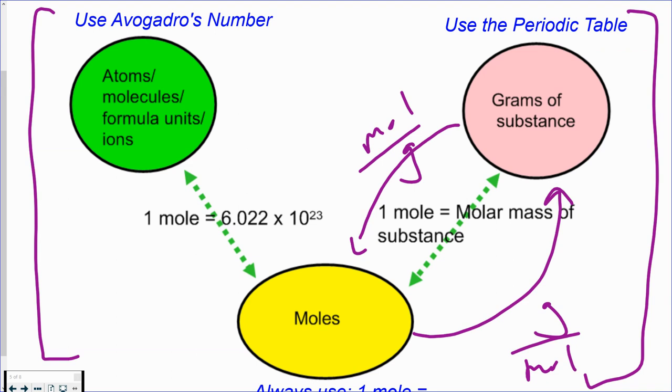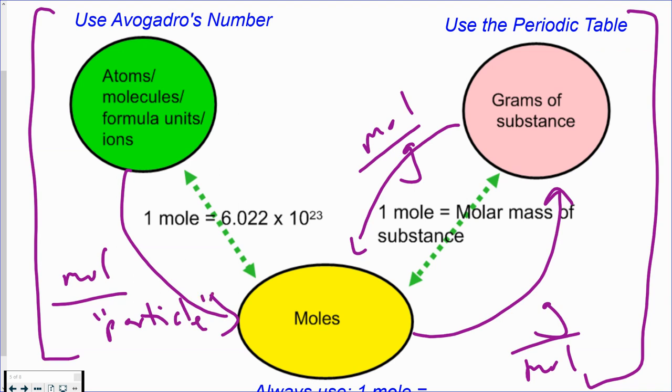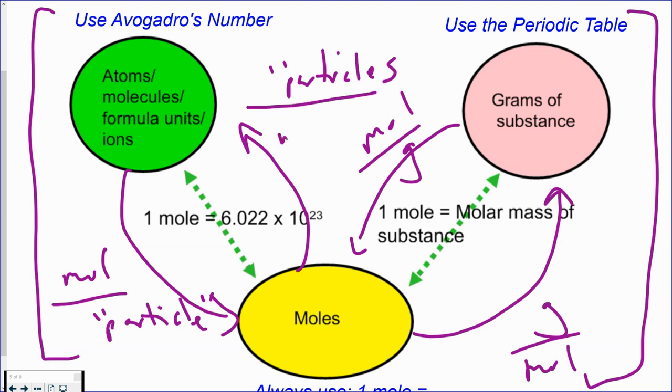The same is true if you go from moles to particles, which is all of those atoms, molecules, formula units, and ions. So if you're going from particles to moles, mole will be up top, and you'll have whatever particle you're dealing with on the bottom. The same is true going the other way. So you'll have particles over mole.